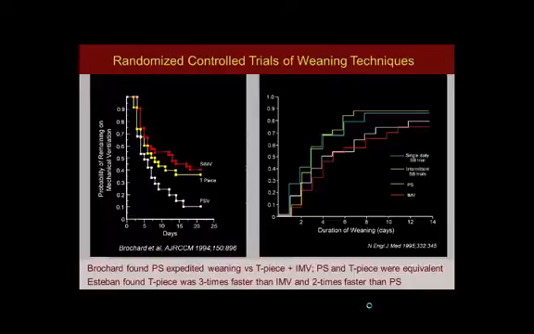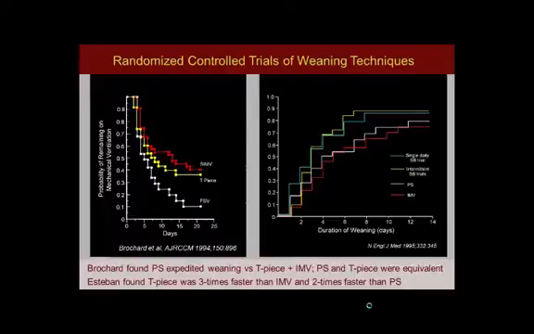It is sometimes felt that the pressure support is weaning the patient faster than a T-piece, and people often state that that's what it found. In fact, that's not what it found. What it found is that the pressure support was faster than a T-piece and IMV. Further, the statistics only turned out to be significant if you lumped the top two together, if you lumped the IMV with the T-piece, which makes no sense. So there was no difference between pressure support and T-piece in their study.